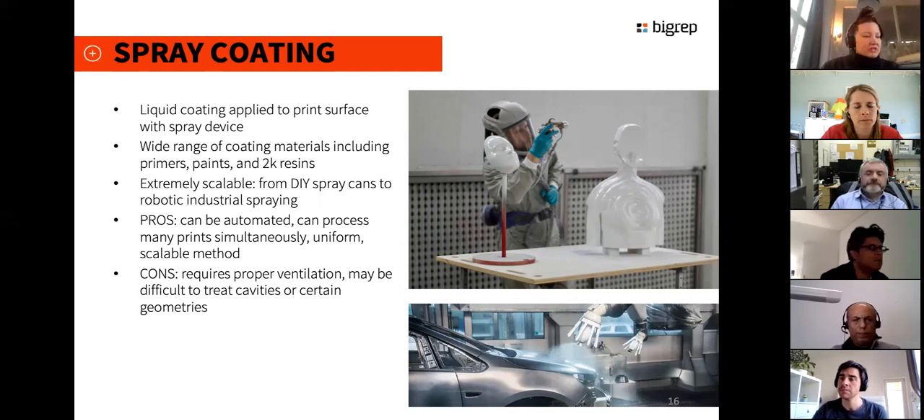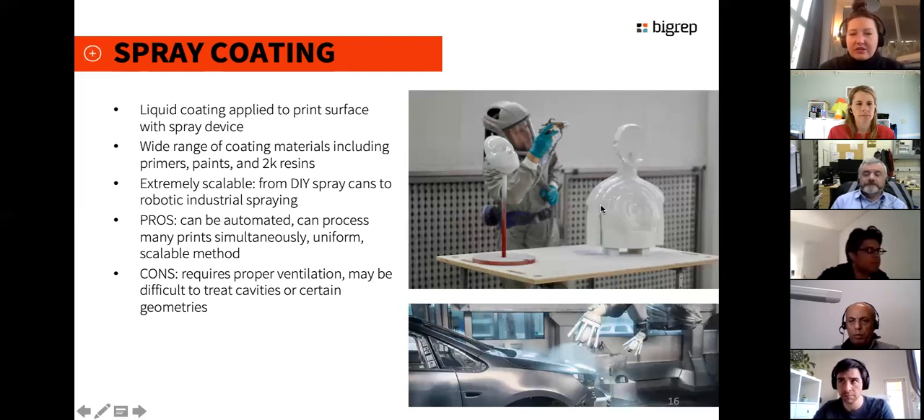This is just one example, but there's tons of things you can spray on. And it's generally just an easy way to do something. It can be pretty uniform, especially if it's done with a robotic arm. The cons are that you need to be a little bit more careful about ventilation. It might be difficult to treat cavities or certain geometries where the spray can't really reach into.